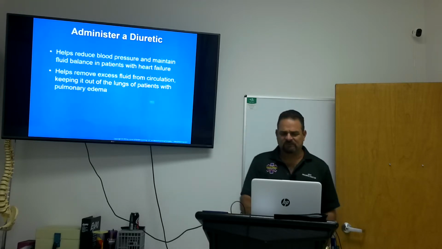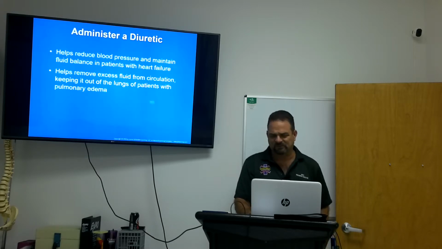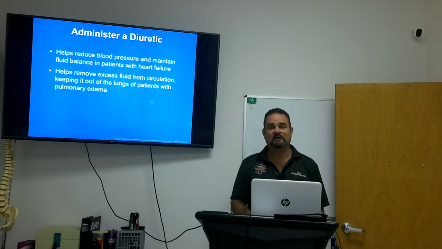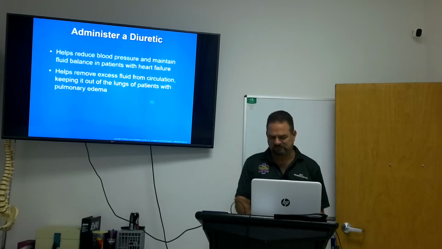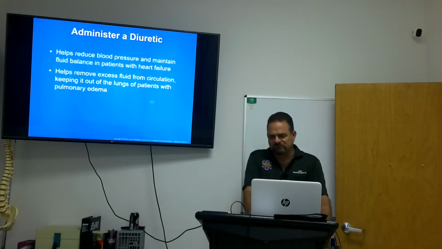Administering diuretics. Giving diuretics to patients with pneumonia or asthma may dehydrate them and cause secretions to plug their smaller airways. So diuretics are used to help reduce blood pressure and maintain fluid balance in patients with heart failure. Diuretics help remove excess fluid from circulation, keeping it out of the lungs of patients with pulmonary edema. Loop diuretics are commonly used in emergency situations. Thiazide diuretics are often used to treat high blood pressure and heart failure.